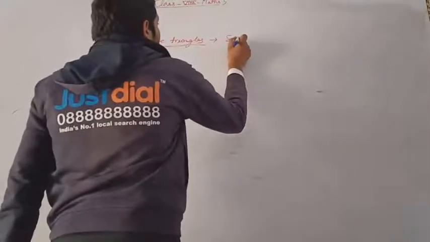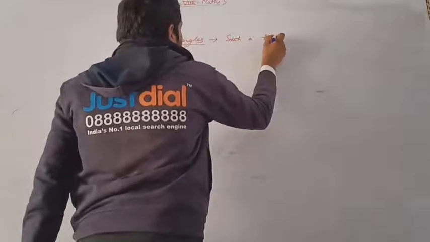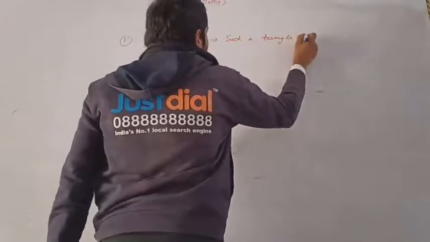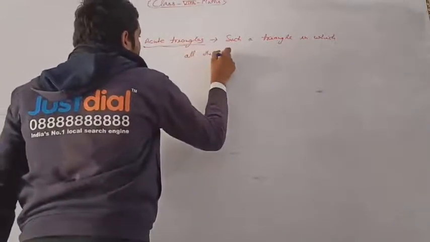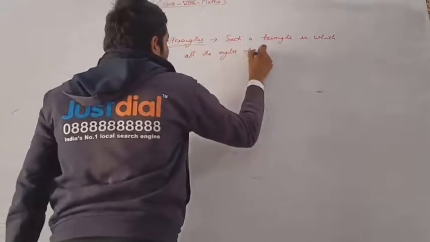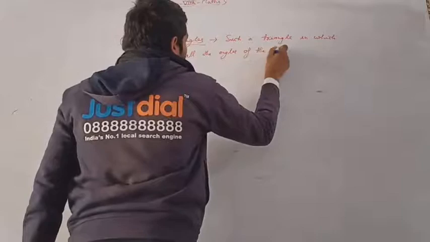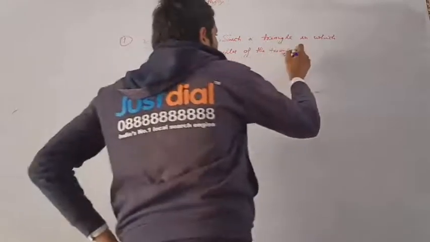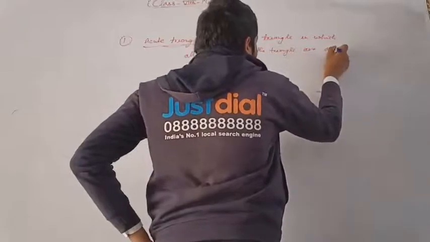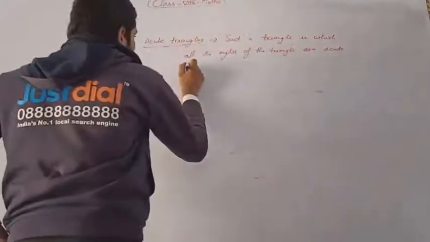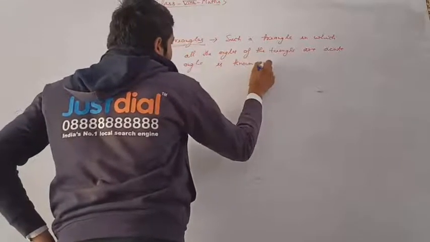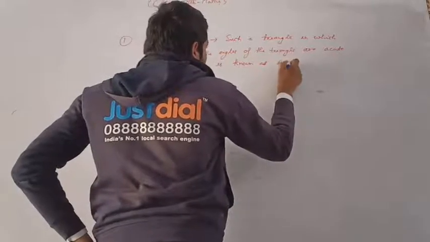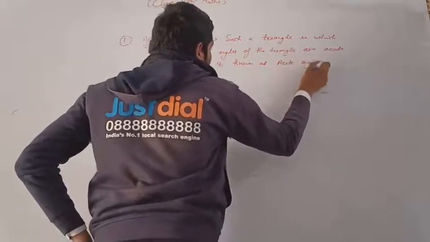such a triangle in which all the angles of the triangle are acute angles is known as an acute angle triangle. Okay, so this is the definition of an acute angle triangle.